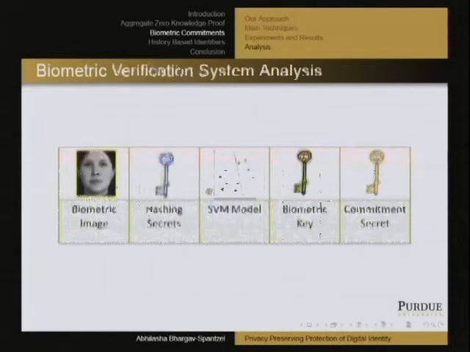But if we analyze the system a little more, there are a few most important things. We have the biometric image, which is the main biometric. Then the secrets that we have is a hashing secret to choose those squares that we saw while the hashing process happens. Then we have the classifier model. And from all this, we can generate the biometric key, which is used with the commitment secret, the random R that we used to commit a particular identifier.